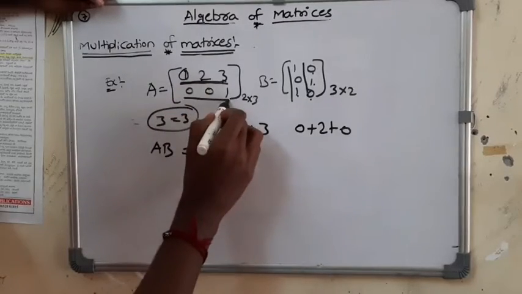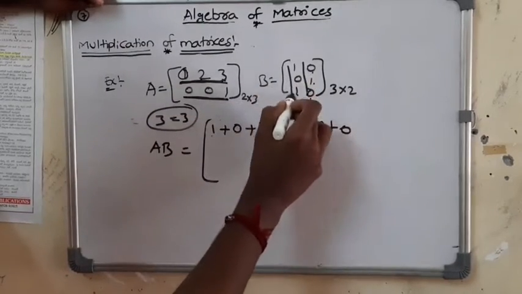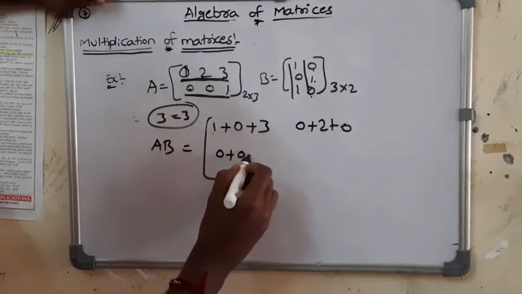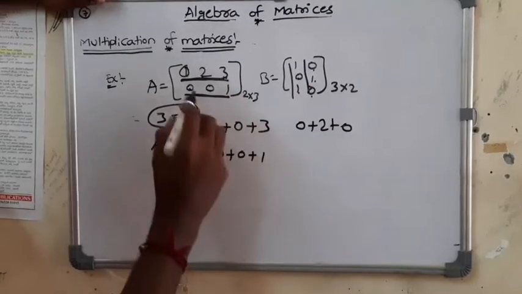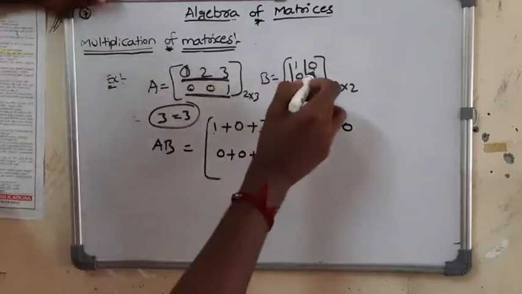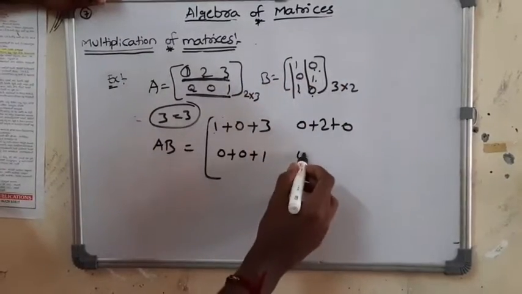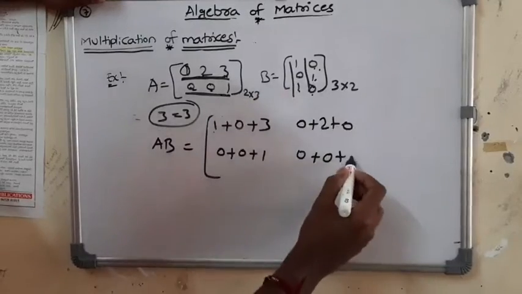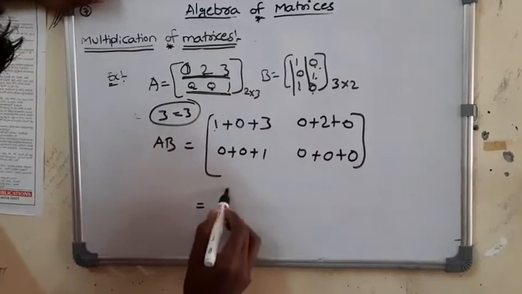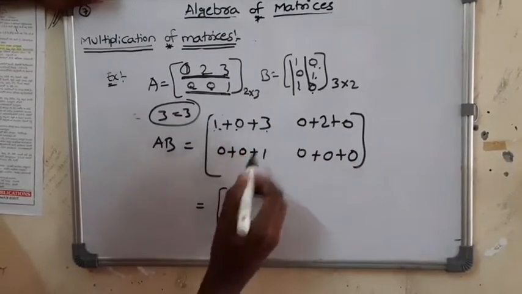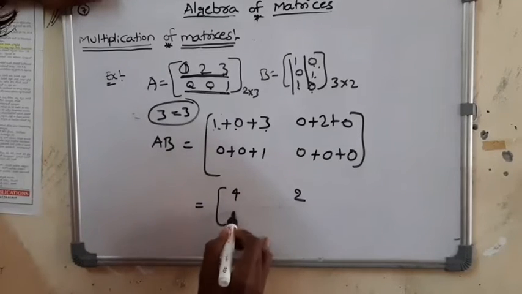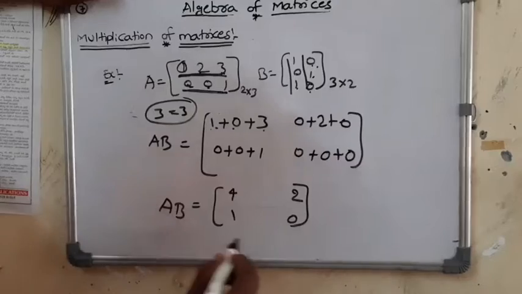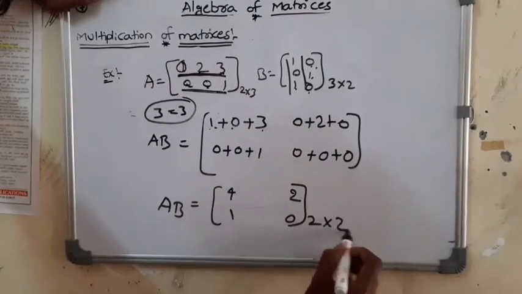Now we come to the second row, and this row is multiplied with this column. 0 into 1, 0, plus 0 into 0, 0, plus 1 into 1, 1. And again this row is multiplied with the second column. 0 into 0, 0, plus 0 into 1, 0, plus 1 into 0, 0. And we get the AB value as 1 plus 0 plus 3 is 4, 2, 1, 0. This is the resultant matrix, which is AB. This is of order 2 by 2.